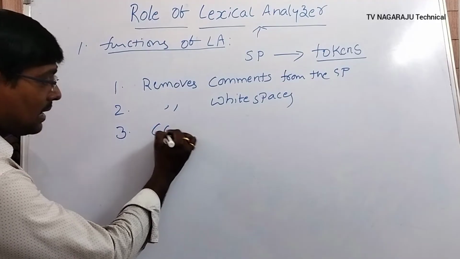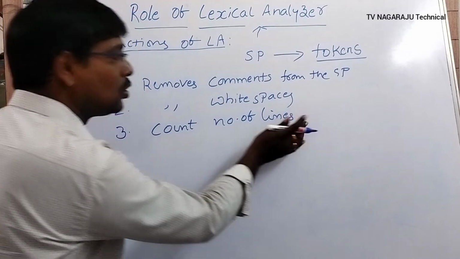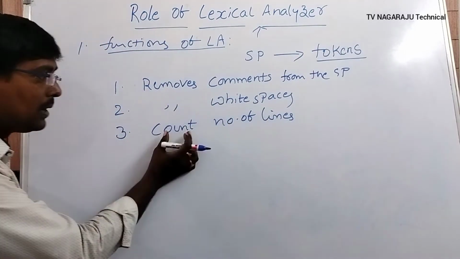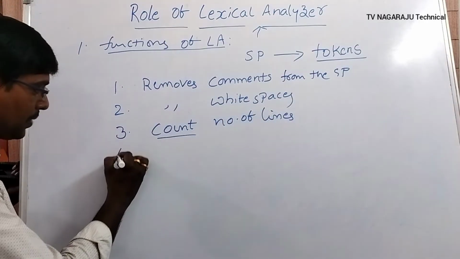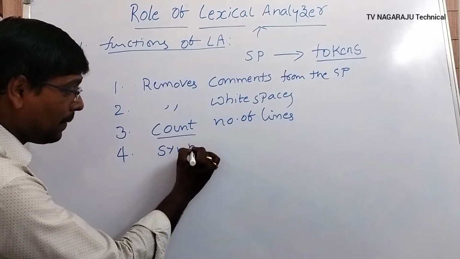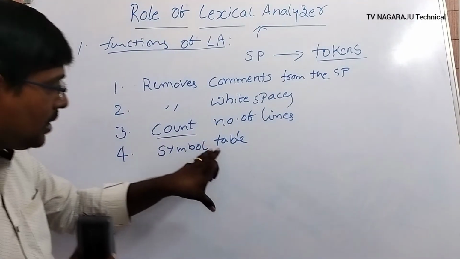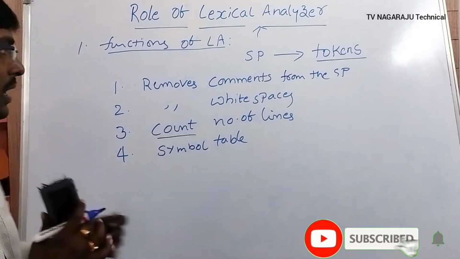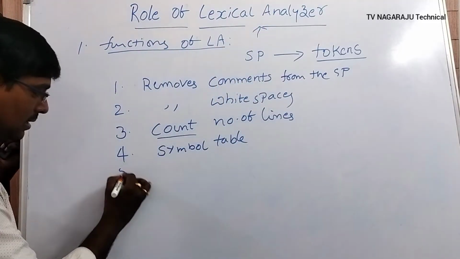Then the lexical analyzer counts the number of lines a source program contains. That is, it counts how many lines the inputted source program has. Along with this, the lexical analyzer maintains a symbol table. You know the meaning of a symbol table: it is used to hold the entire information about the tokens. So the symbol table is also maintained by the lexical analyzer.